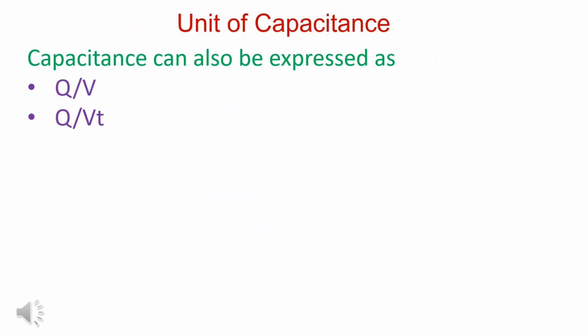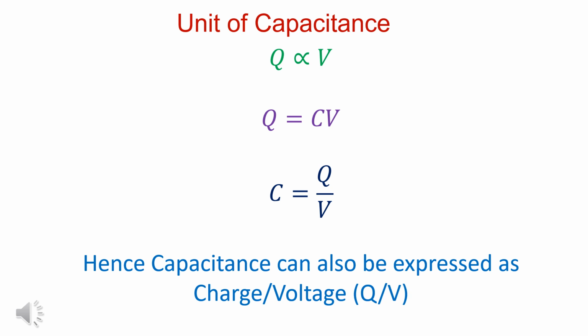Capacitance can be expressed as charge per voltage or charge per voltage into time? Q is proportional to V, that is, Q is equal to CV, or C is equal to Q by V. Hence, capacitance can be expressed as charge per voltage.